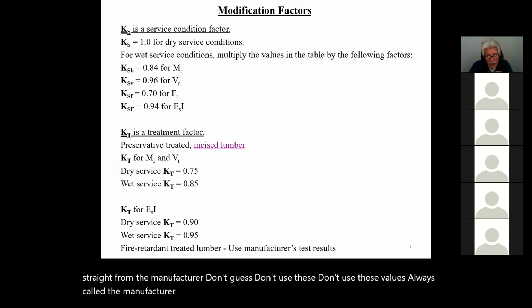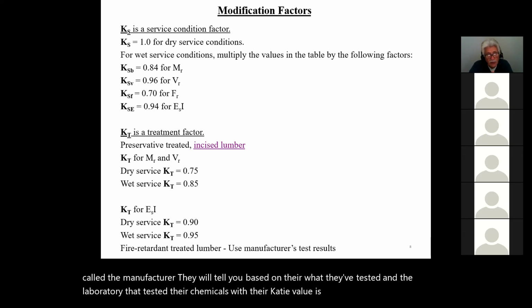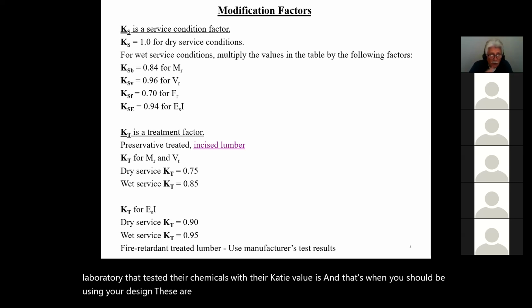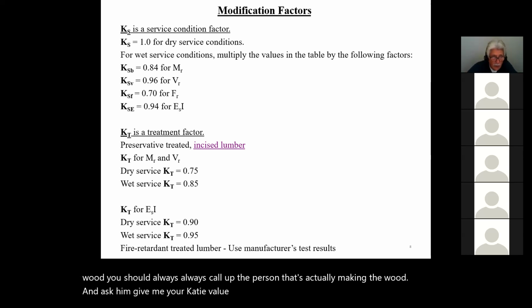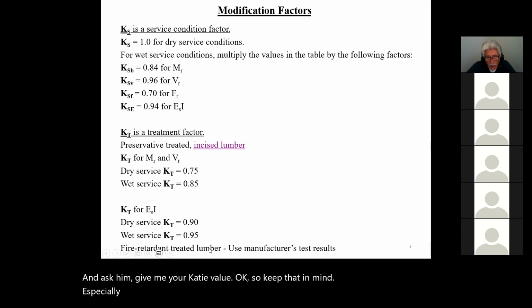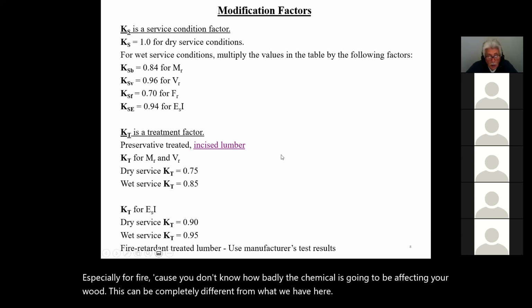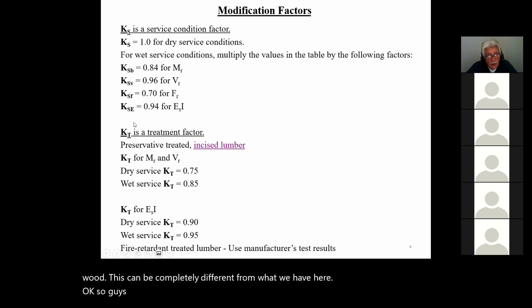They will tell you, based on what they've tested and the laboratories that tested their chemicals, what their KT value is, and that's the one you should be using in your design. These are suggested values, but whenever you're using any treated wood, you should always call up the person that's actually making the wood and ask, give me your KT value. Keep that in mind, especially for fire, because you don't know how badly the chemical is going to be affecting your wood. This can be completely different from what we have here. So we talked about KS, we talked about KT, and other things.